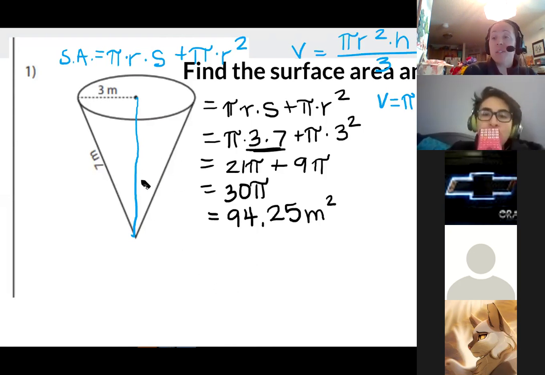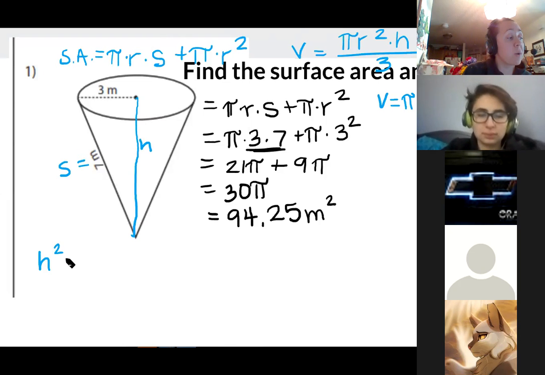So we can use that Pythagorean theorem, but it's there. It's totally there, right? Important thing to know. This is a height. This is a slant height. So we call that S. Okay? So we could use that Pythagorean theorem. We could go h squared plus 3 squared.